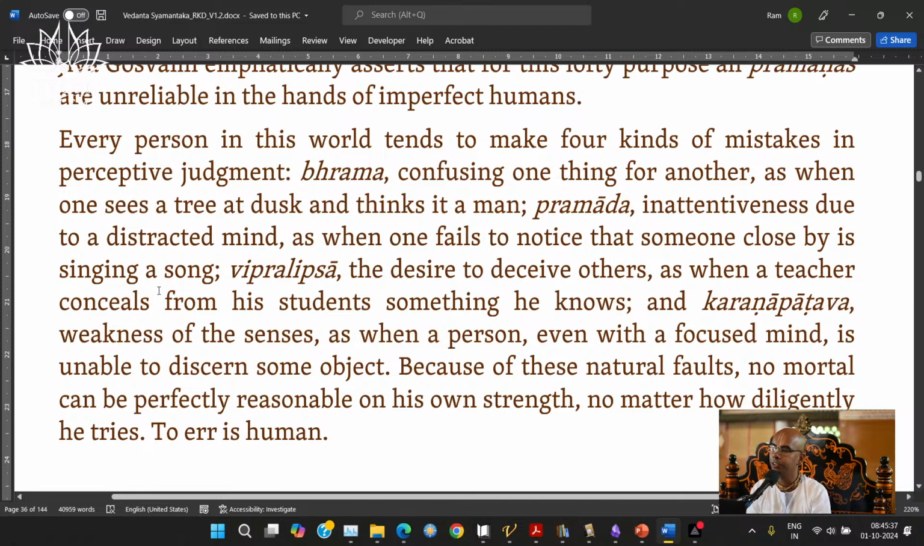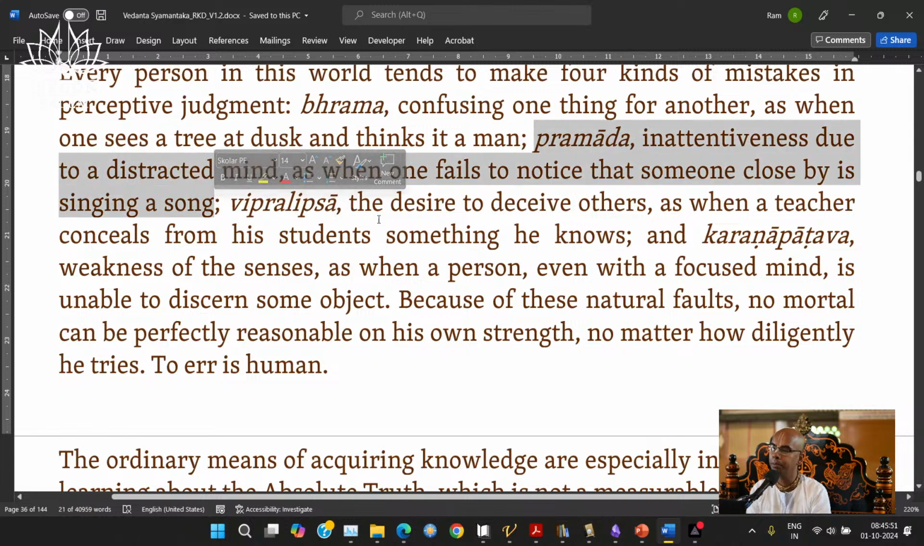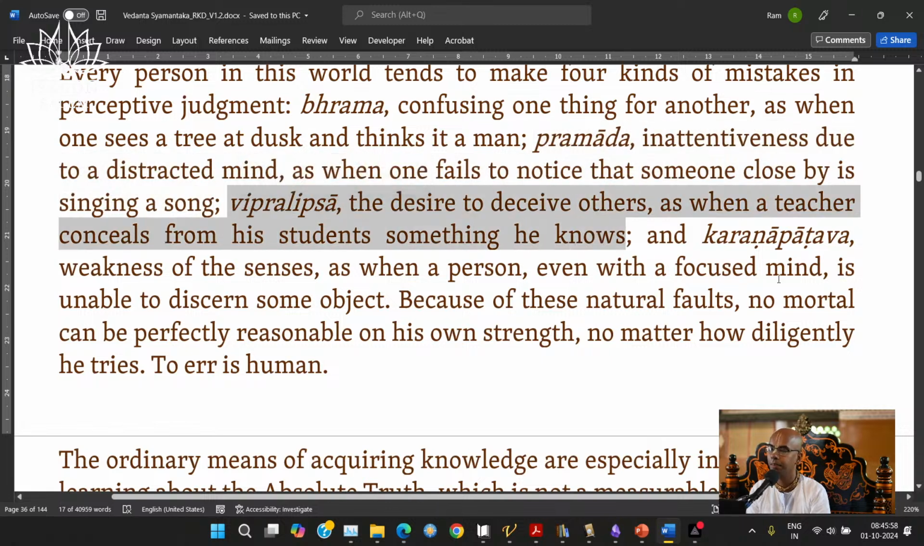Pramada, inattentiveness due to a distracted mind, as when one fails to notice that someone close by is singing a song. So, one can commit mistakes. Vipralipsa, the desire to deceive others, as when a teacher conceals from his students something he knows. This is the cheating tendency. And Karana Patava is weakness of the senses, as when a person, even with a focused mind, is unable to discern some object because his senses are not perfect.